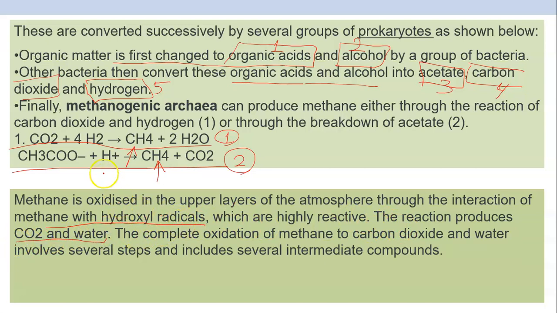So first, by the usage of carbon dioxide, we will have methane, and then that would be reversed: by the hydroxyl radicals, we get carbon dioxide and water in the upper layers. The complete oxidation of methane to carbon dioxide and water involves several steps and includes several intermediate compounds. You just need to know the general idea, not the details.